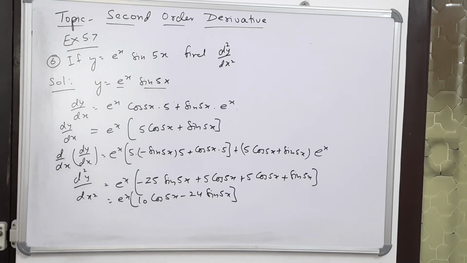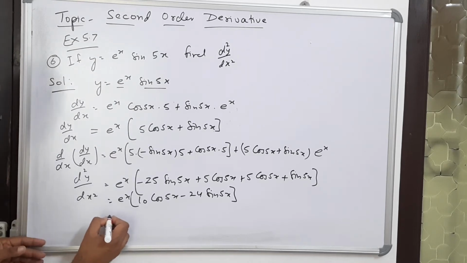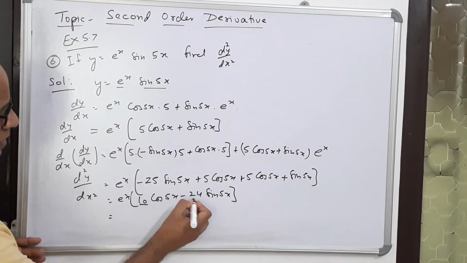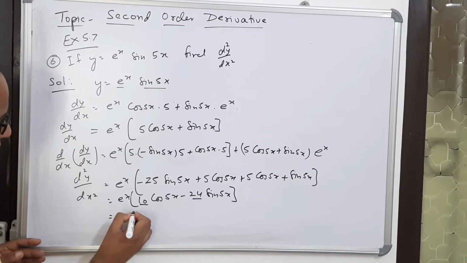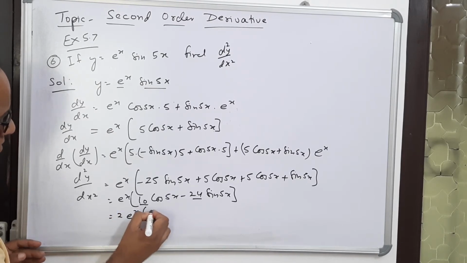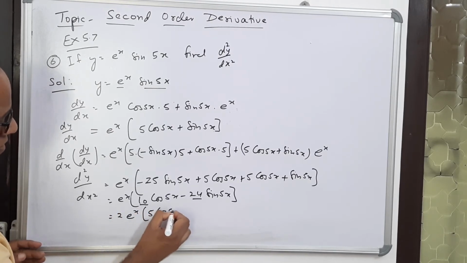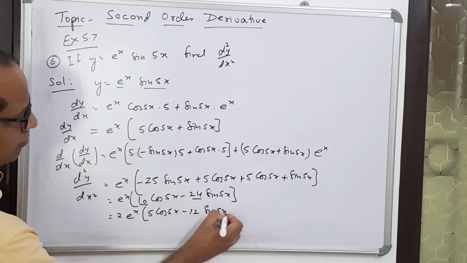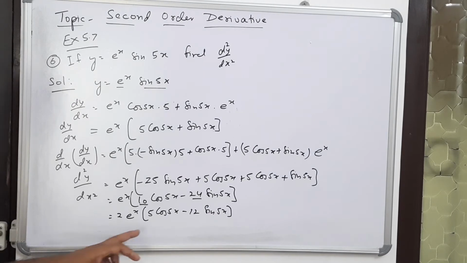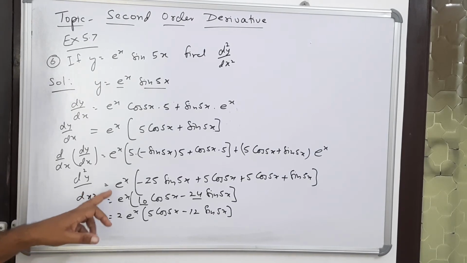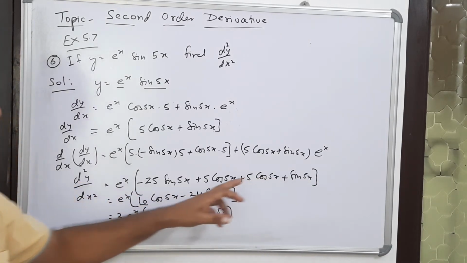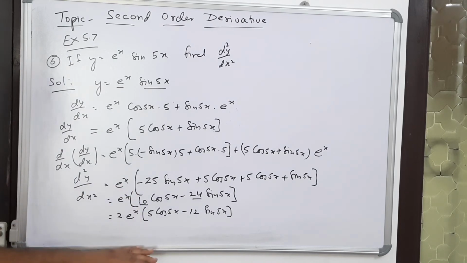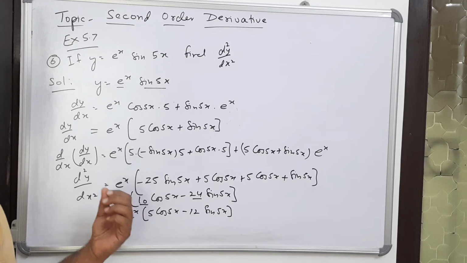Now if you want to further simplify, in the last part from these two you can take 2 common. So it is 2 e power x into 5 cos 5x minus 12 sine 5x. Now often students ask that if we leave the sum up to the previous step, it is better that you simplify up to the last to get the full marks.